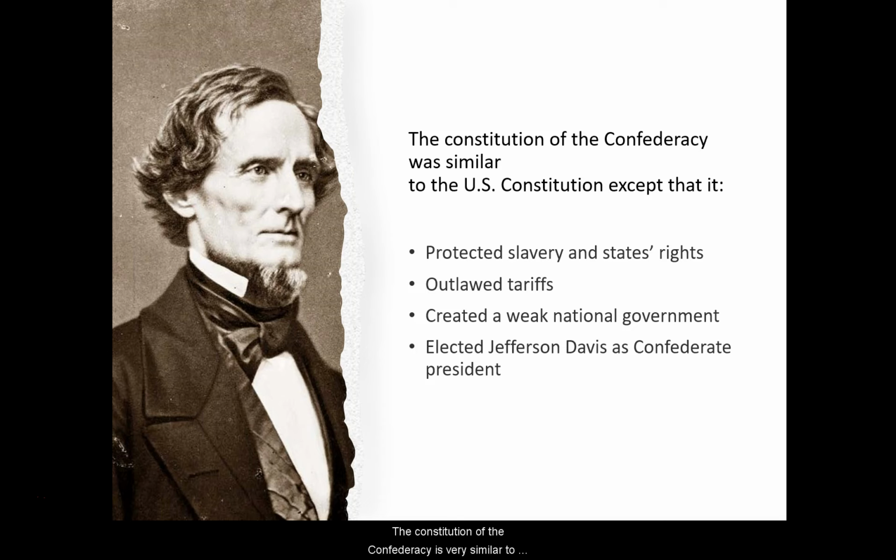The Constitution of the Confederacy is very similar to the U.S. Constitution. These people had been previously Americans. They'd been previously part of the United States. So they kind of take a lot of cues from the U.S. Constitution, except that in the Confederate Constitution, they protect slavery and states' rights, two major arguments that end up leading to the Civil War.